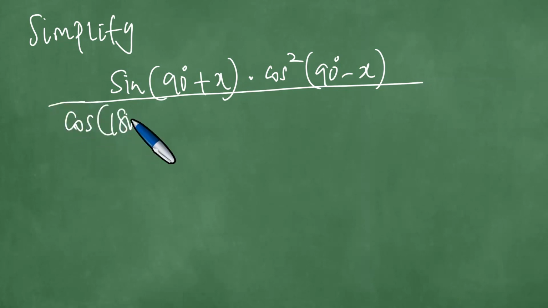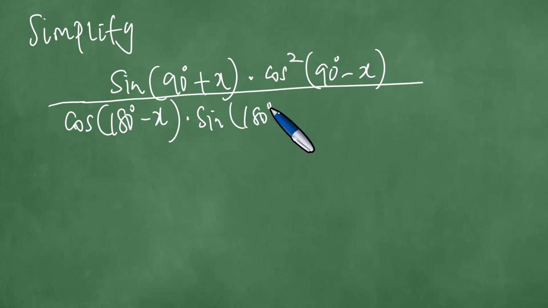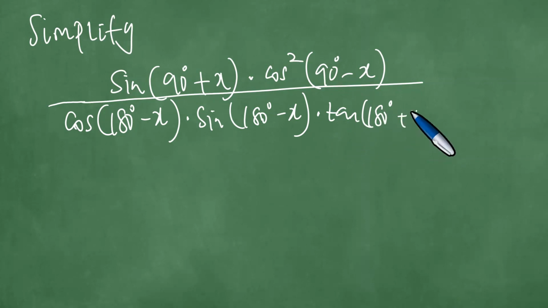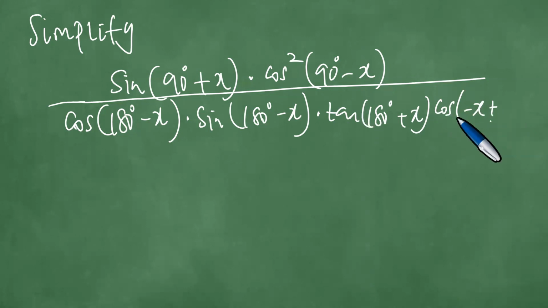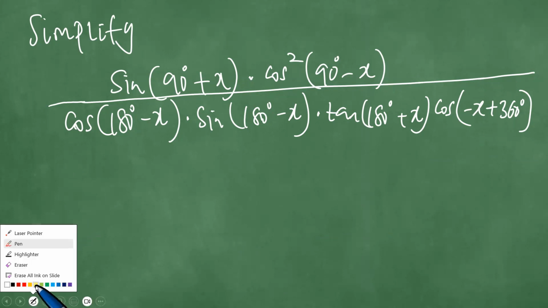Cosine of 180 degrees minus x, the sine of 180 degrees minus x, the tangent of 180 degrees plus x, the cosine of minus x plus 360 degrees. Right, let us simplify this, and the answer is going to be in yellow.